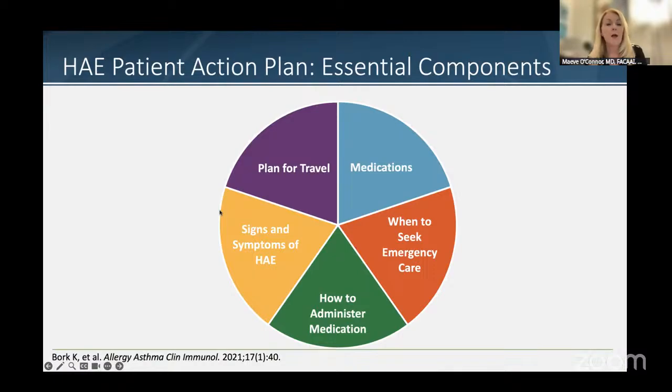And this should have not only the medications listed, it should tell the patients and caregivers when to seek emergency care, how to administer the medication, what signs and symptoms to look for, and if they're planning for travel, to think ahead of possibly the emergency rooms that may be available to them during their journeys. That actually seems kind of stressful, but it actually alleviates the stress for that travel. So hopefully our HAE patients can either enjoy a vacation or be able to do work-related travel without any increased burden.